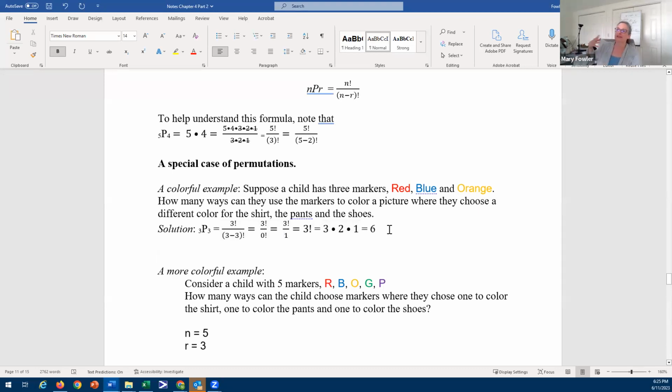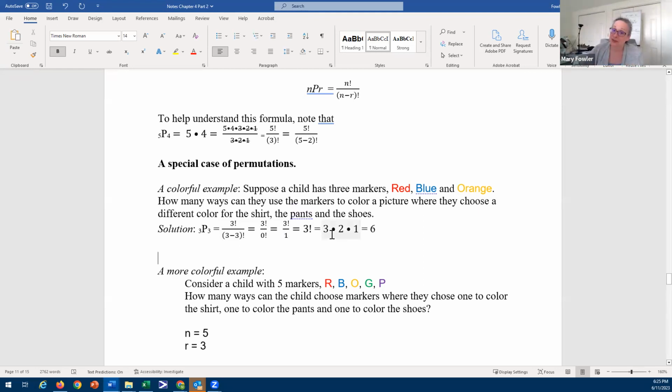6. So that's a special case, and that's the case where the number of objects that are available is equal to the number of objects you're going to choose in a given order. So that's a special case of permutations.